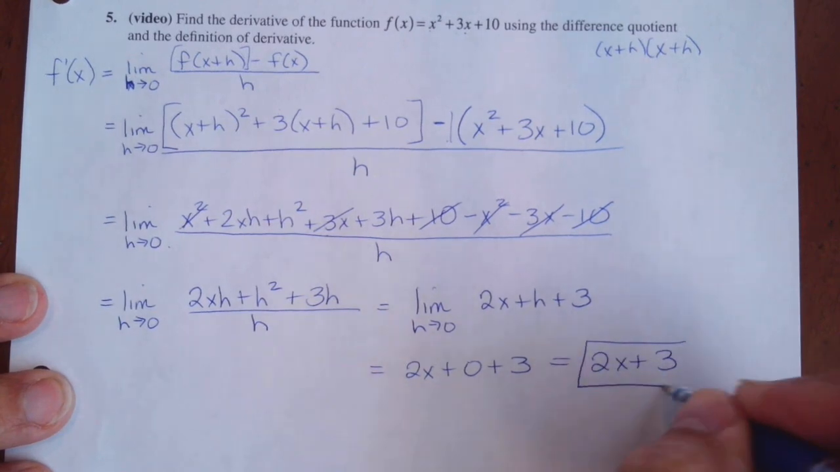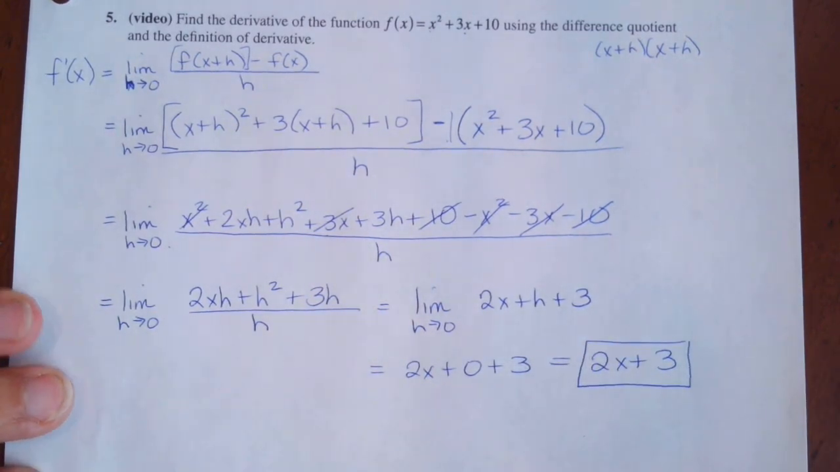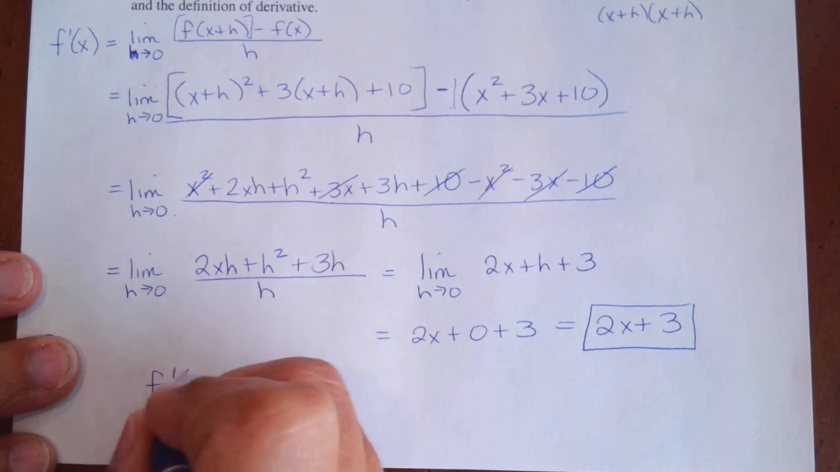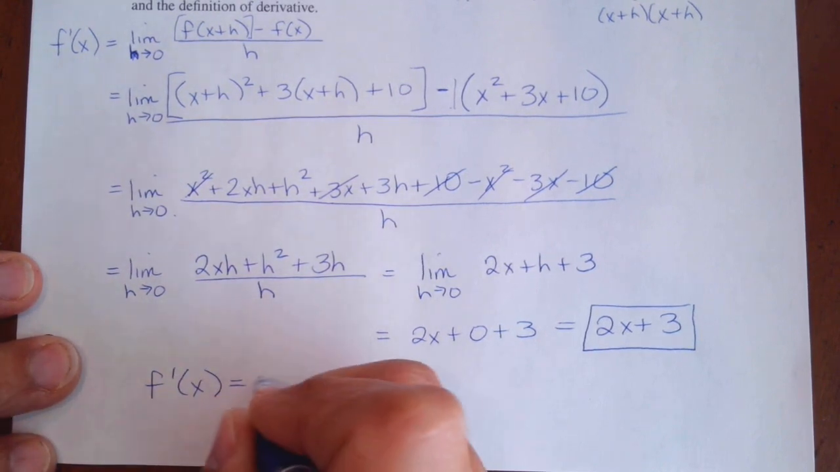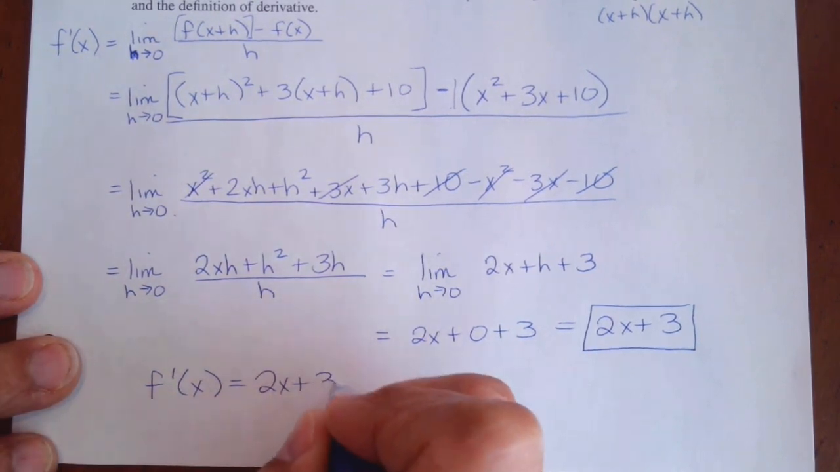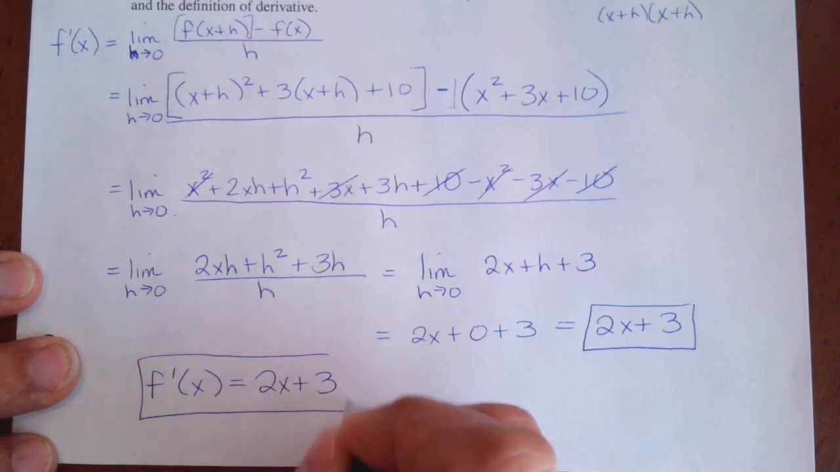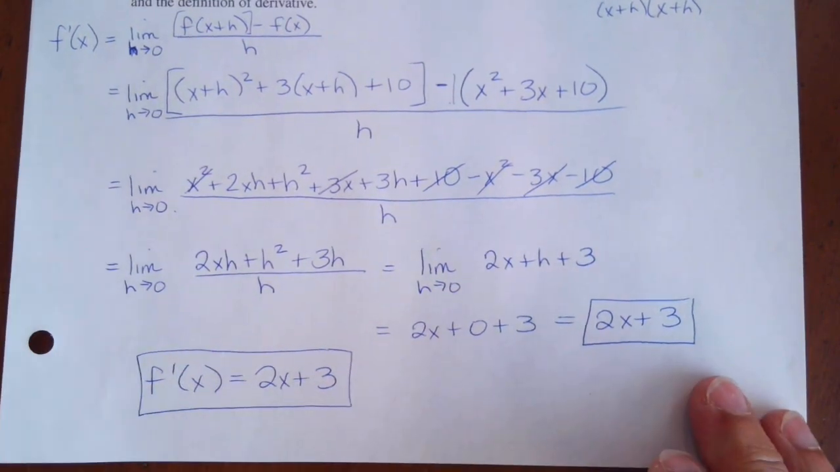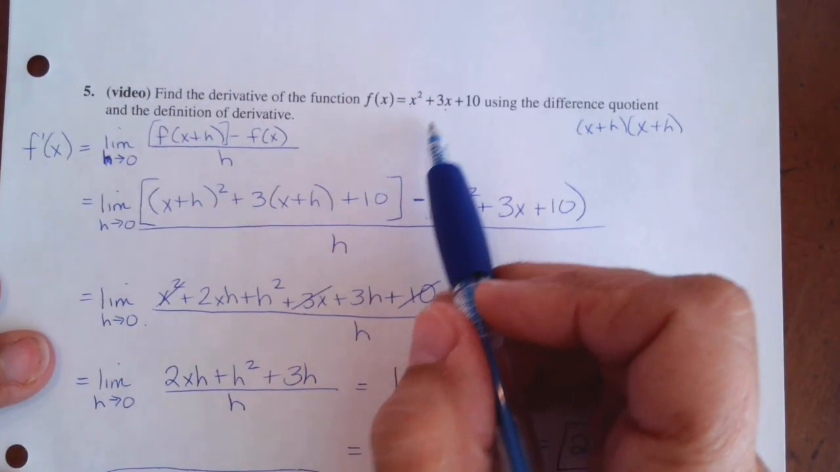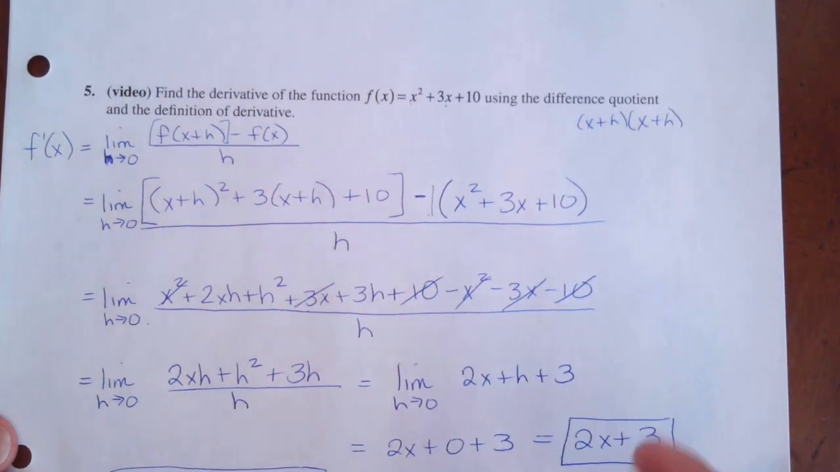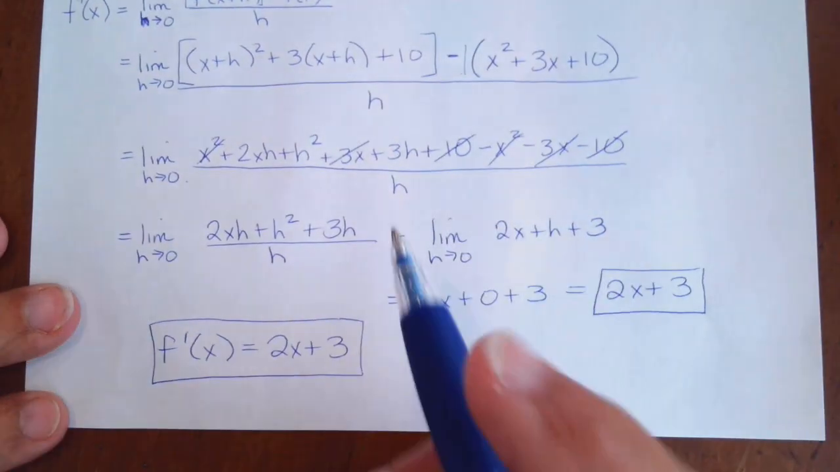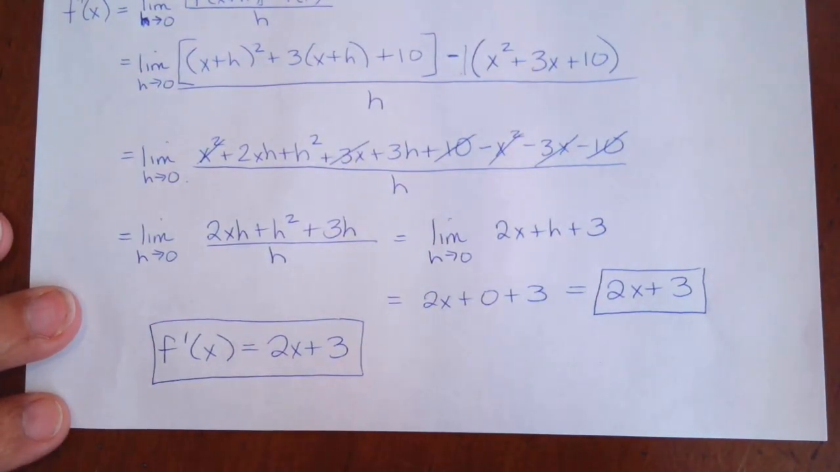So there is the derivative function, okay? So f prime of x equals 2x plus 3. That is what we just found. That is the derivative of this function. So the function was x squared plus 3x plus 10, and there is its derivative. Okay.